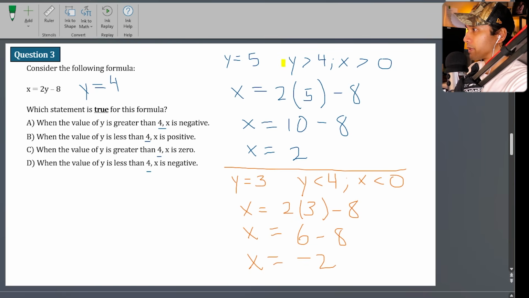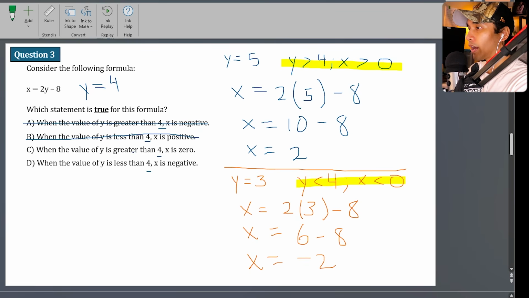So let me just highlight these. Let's go ahead and test our statements. So this says y values greater than 4 yields positive x values. Y values less than 4 yields negative x values. So when the value of y is greater than 4, x is negative. No, incorrect. We get positive values. When the value of y is less than 4, x is positive. And no, we get negative values.